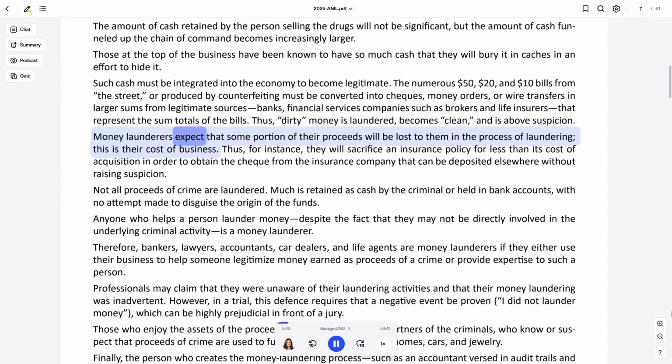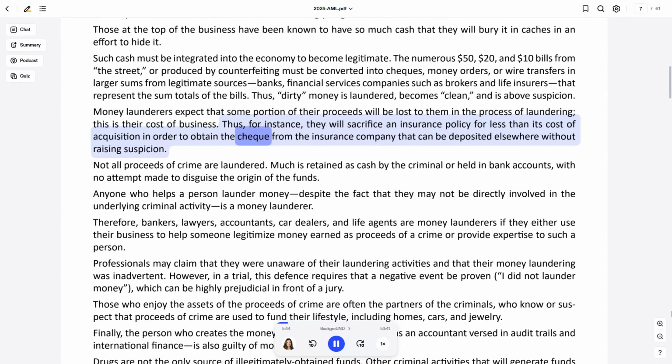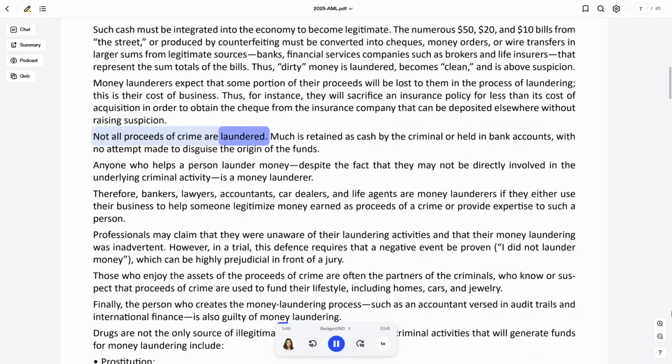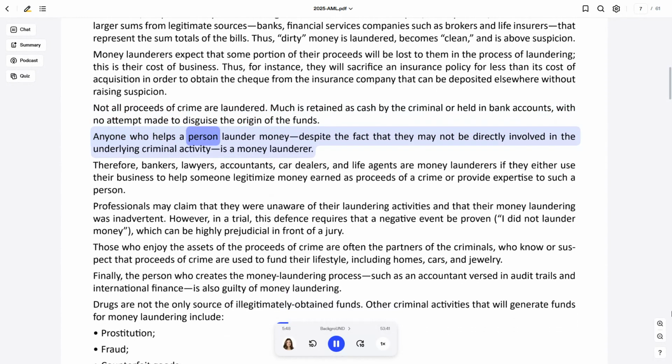Money launderers expect that some portion of their proceeds will be lost to them in the process of laundering. This is their cost of business. Thus, for instance, they will sacrifice an insurance policy for less than its cost of acquisition in order to obtain the check from the insurance company that can be deposited elsewhere without raising suspicion. Not all proceeds of crime are laundered. Much is retained as cash by the criminal or held in bank accounts, with no attempt made to disguise the origin of the funds.